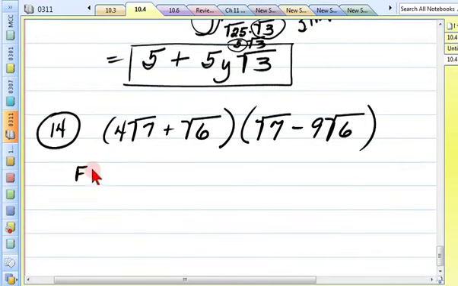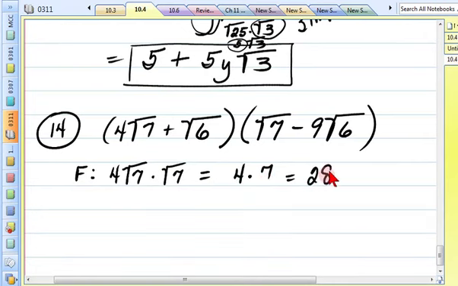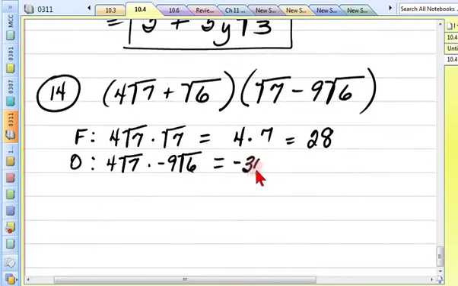The product of the first is going to be 4 times the square root of 7 times the square root of 7, which is going to give us 4 times rational 7, or 28. Yes, you could say the square root of 7 times the square root of 7 is the square root of 49, but the square root of 49 is 7. The outer product, I'm going to multiply 4 times the square root of 7 times negative 9 times the square root of 6, which is negative 36 square root of 42.